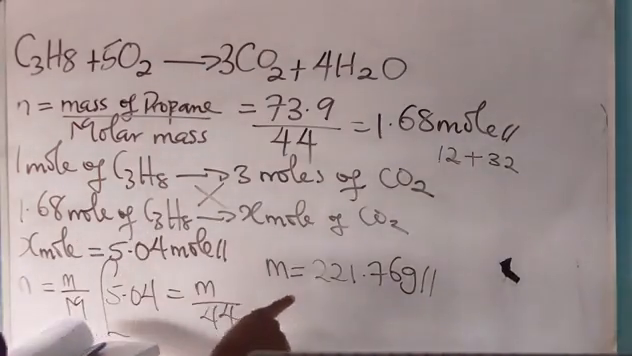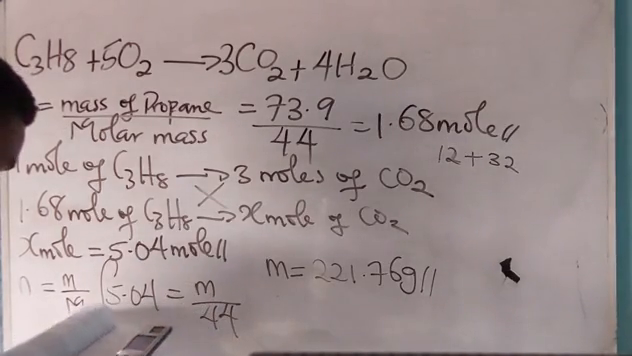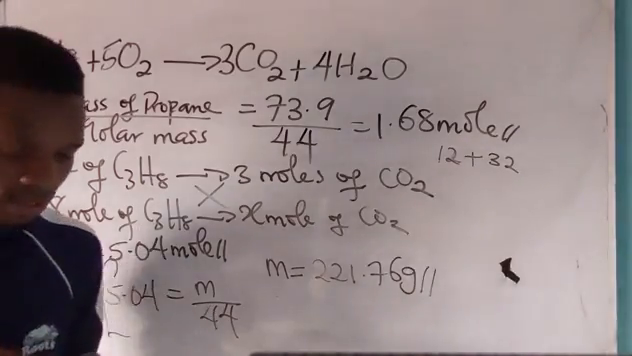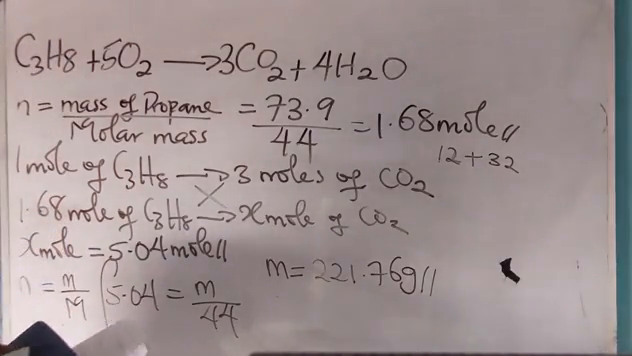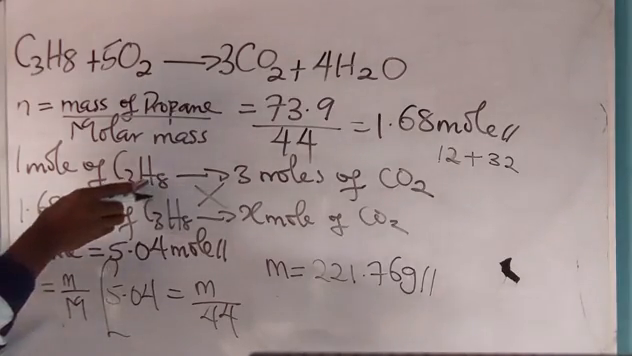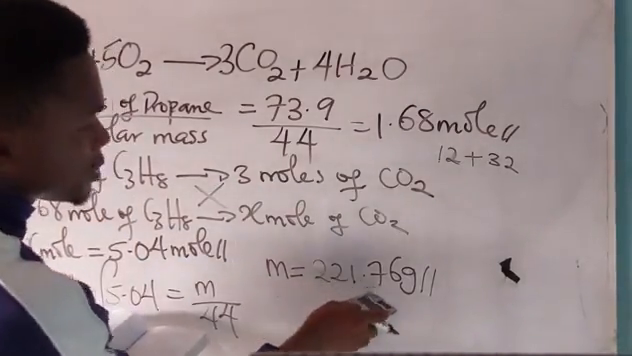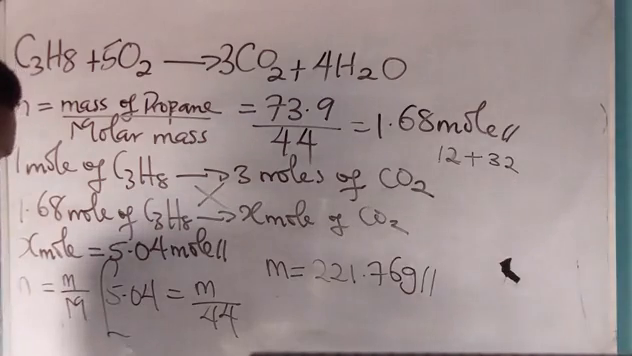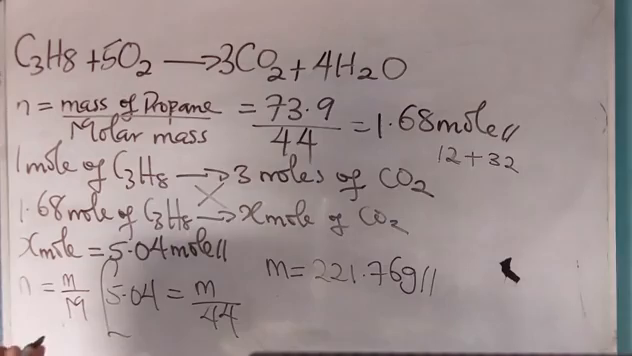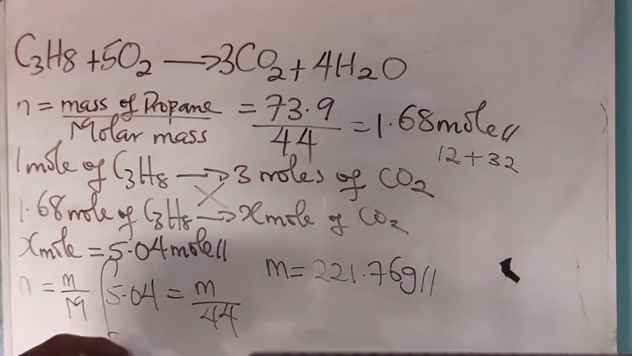It therefore means that 73.9 grams of propane is needed to produce 221.7 grams of carbon IV oxide. You have this number, you also have this one, which is very easy. Okay, I think we did the reaction before, so you know what to do now.